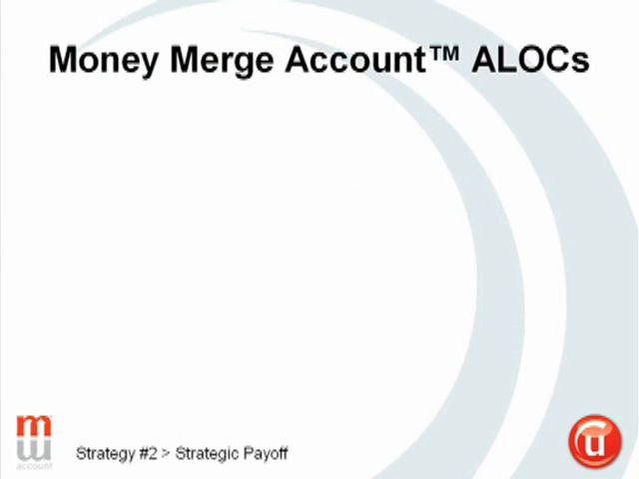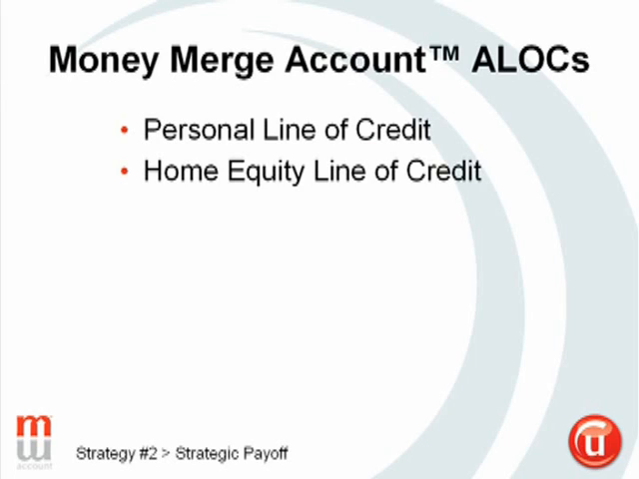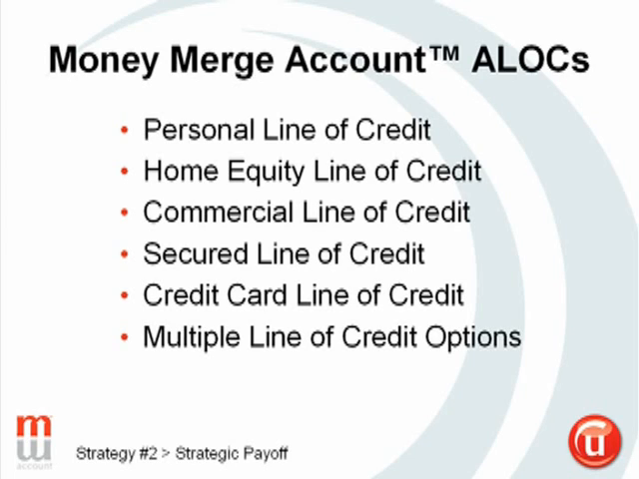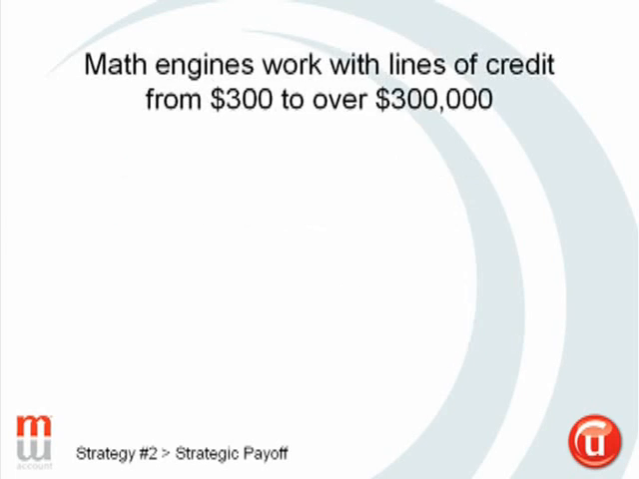The money merge account utilizes what we call ALOCs, or advanced lines of credit, as vehicles for the money merge account. Consumers can use personal lines of credit, they can use home equity lines of credit, commercial lines of credit, secured lines of credit, credit card lines of credit, multiple lines of credit options. Consumers can use whatever lender they choose. They can go through their existing lender or their existing bank. These lines of credit are out there and available on the marketplace for consumers.